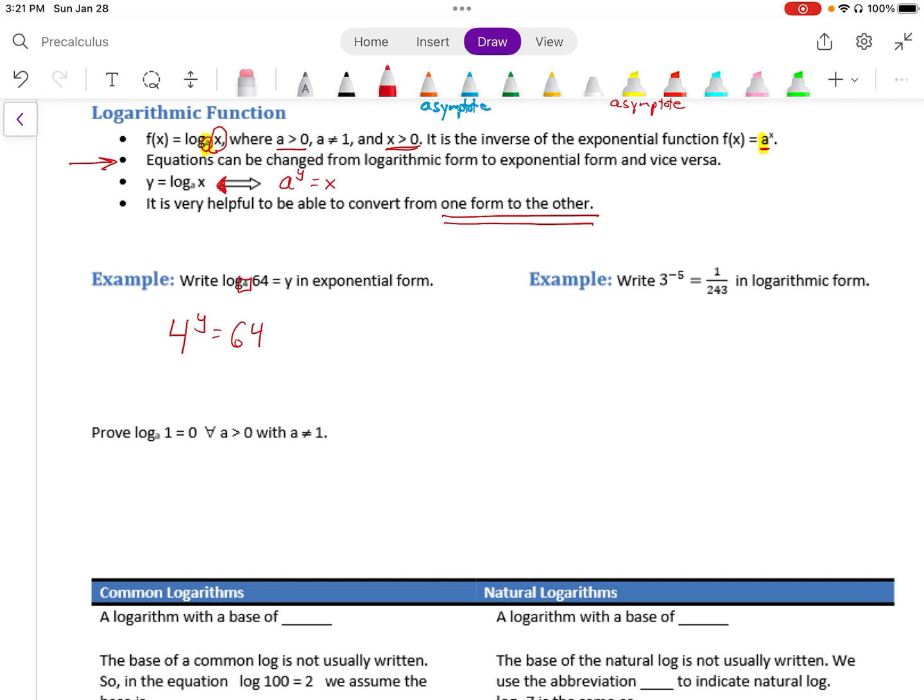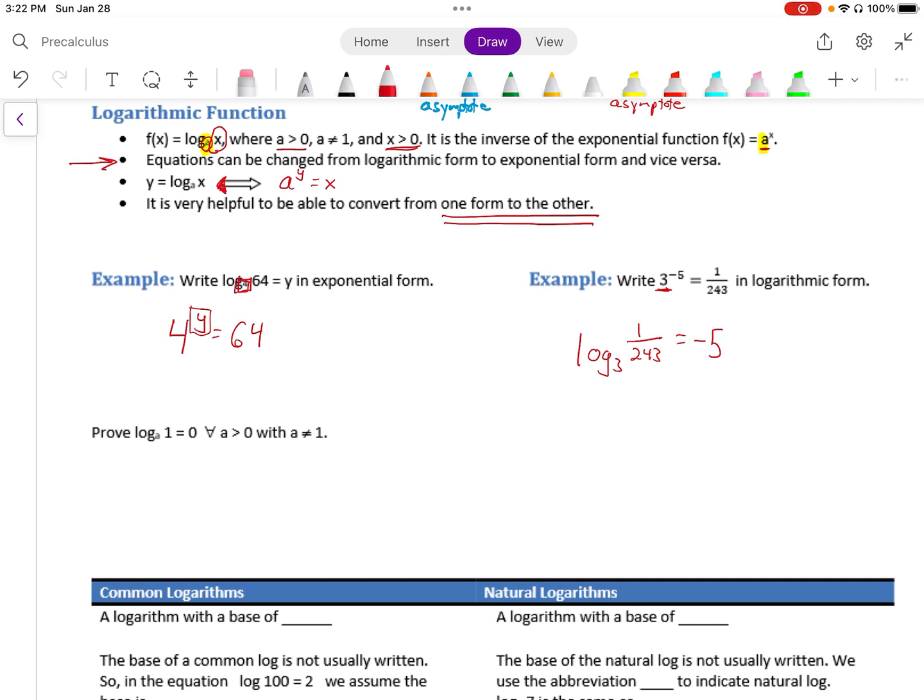So once again, before I said the base of the logarithm is the base of the exponent. And so the base of the exponent, 3, is going to be the base of our logarithm. So log base 3 of 1 over 243 is equal to negative 5. Again, you'll be doing several questions where you're going to be converting.